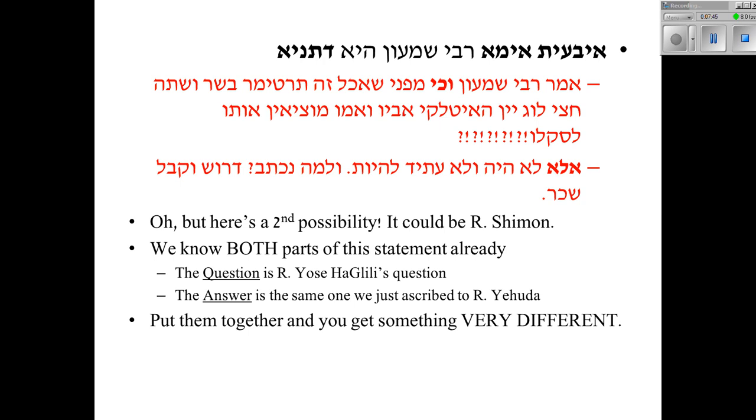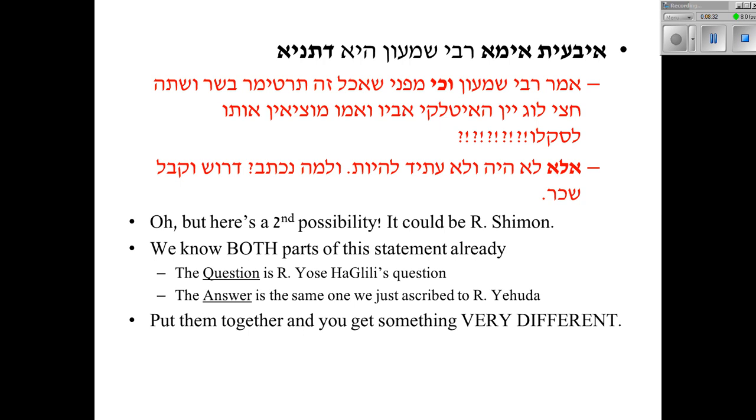Read it again and hear the echo. Where do we know this statement almost exactly, not 100% exact, but almost exactly from? Really? Ella, answer, right? Question, v'chi, Ella, lo atid liot, v'lam nichtav, drosh v'kebel schar. Now notice, this last line is identical to the Braita that we were kind of asking about before. Like, who's responsible for this? Rabbi Shimon says it explicitly.